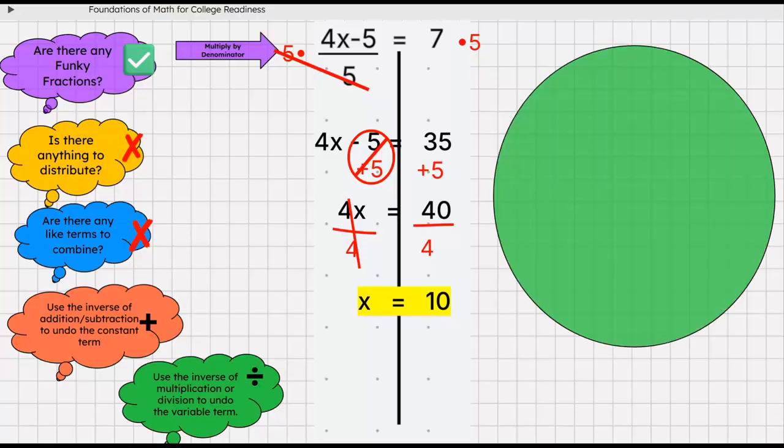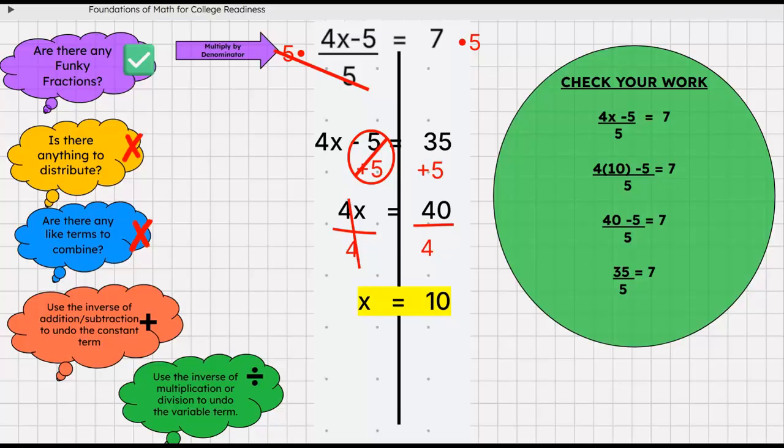So, of course, we need to check our answer. Our original equation was 4x minus 5 all over 5 equals 7. So if we plug the 10 in for the x, we will have 4 times 10 minus 5 all over 5 equals 7. So 40 minus 5, or 35 over 5, is equal to 7. 35 over 5 is equal to 7. 7 equals 7, right? We're correct. Let's go to the next one.